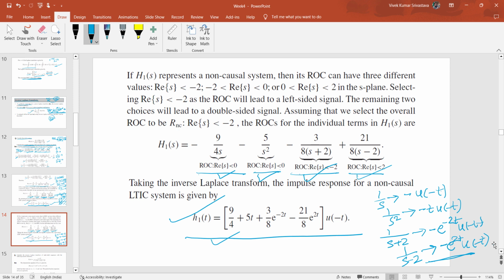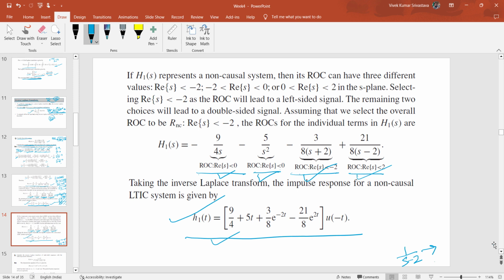Okay, but in actual problems, when we have to compute the inverse transform, they give the region of convergence. Then only you can uniquely define the inverse Laplace transform, otherwise the inverse Laplace transform will be different for different regions of convergence.